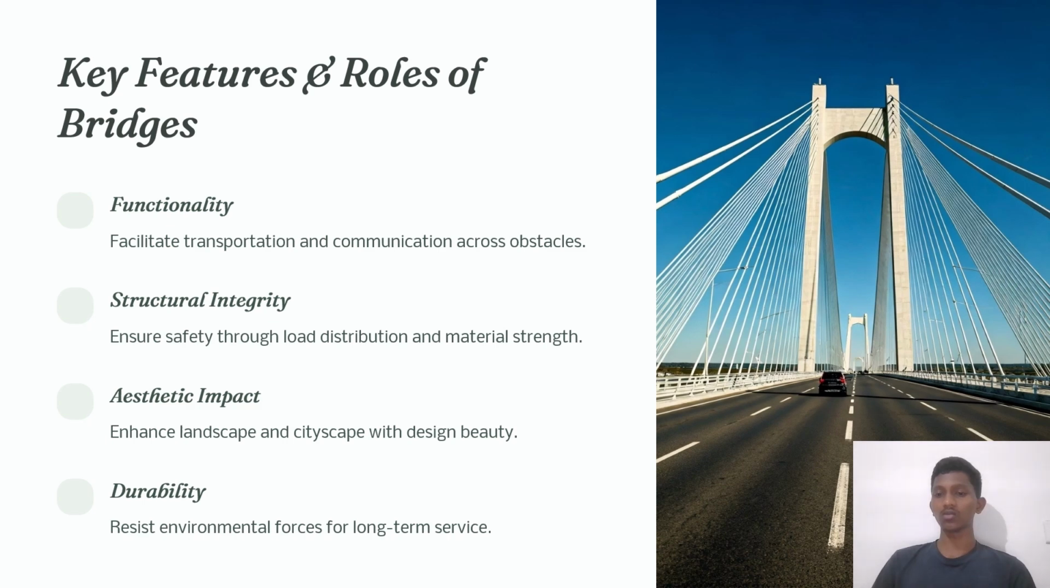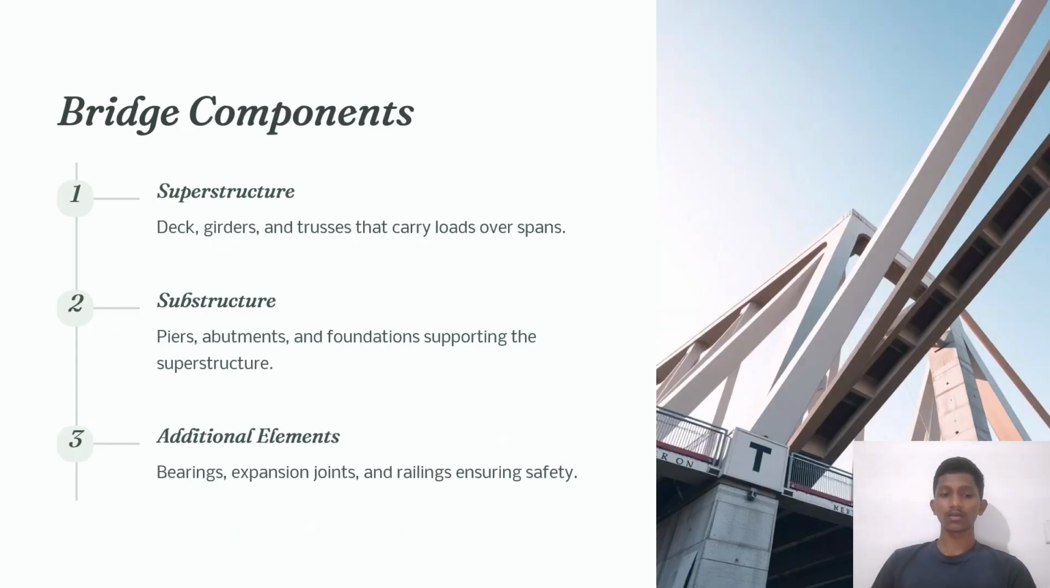RCC bridges do resist much of the environmental or atmospheric effects, while steel bridges require more maintenance for that specific purpose. Further, talking about the major components of a bridge, first one is superstructure, the part which is above the ground. Next one is substructure, and lastly additional elements such as bearing and expansion units. Superstructure mainly involves decks, girders, trusses, which are above the ground.